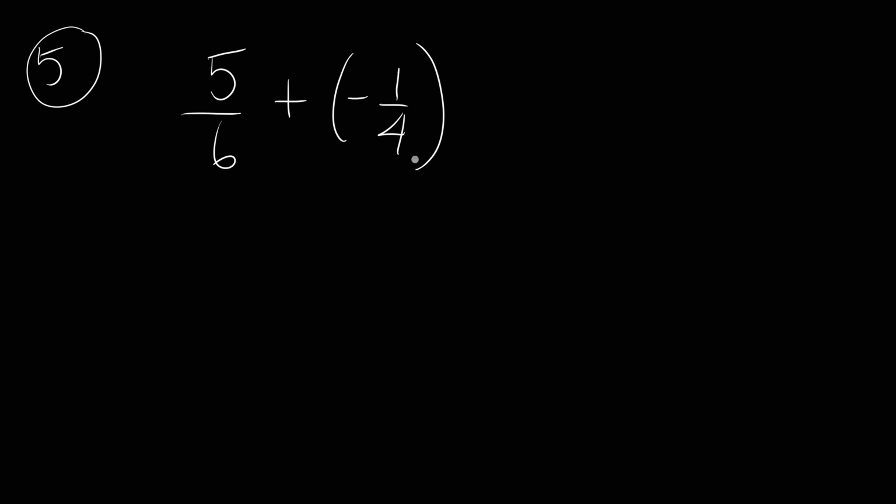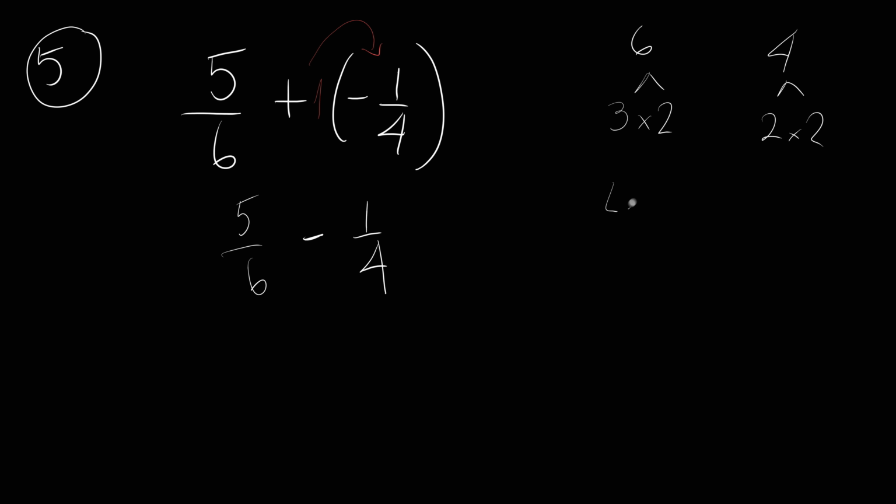Problem number 5. 5/6 plus -1/4. So let's clear the parentheses here. So here we have a +1. +1 times -1/4. You will get again 5/6 minus 1/4. Now you have to find the same denominator for both of them. Some of you can do it mentally, but let's just do this the long way. So this is going to be 3 times 2, and this is going to be 2 times 2.